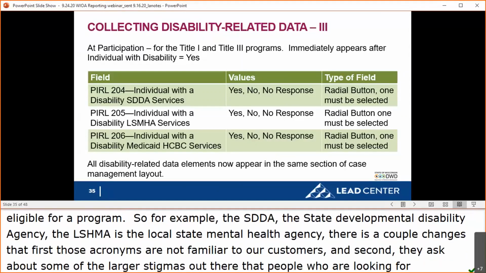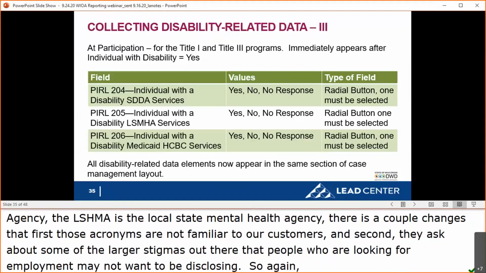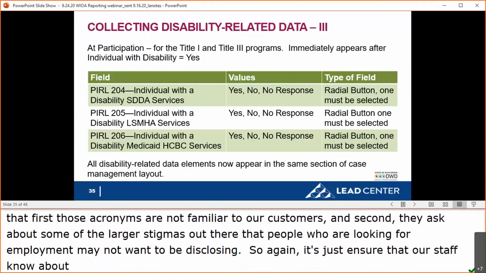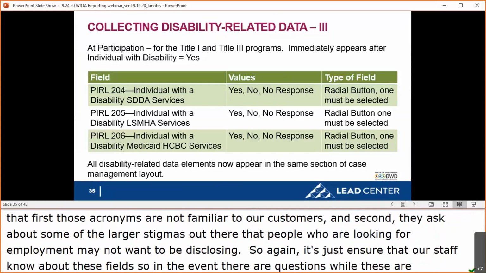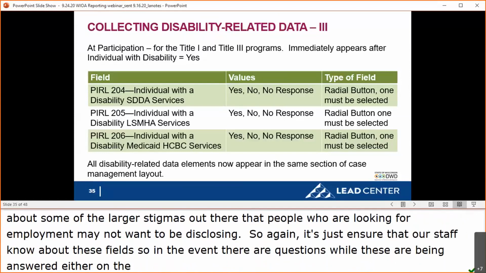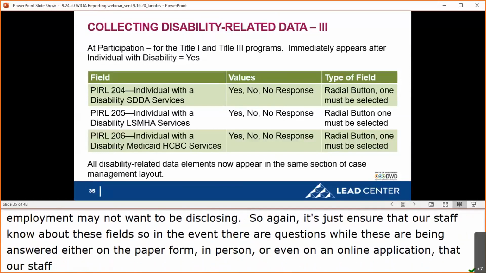So again, it's just ensuring that our staff know about these fields, so in the event there are questions while these are being answered, either on the paper form in person or even on an online application, our staff are trained up a little bit in that. Let's go to the next slide, please.